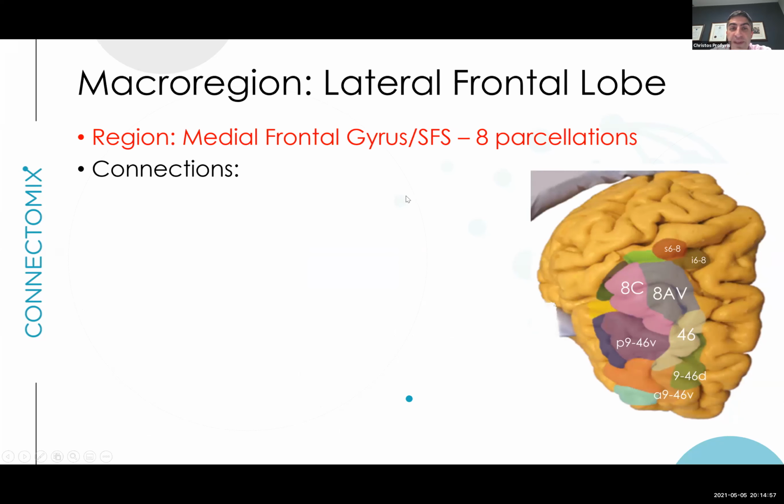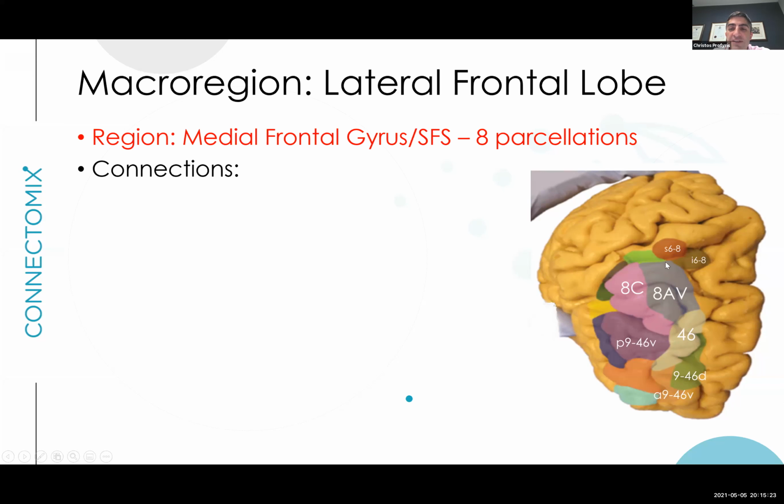The next region we're going to talk about is the middle frontal gyrus with the superior frontal sulcus, and that has 8 parcellations. We have 8AV and 8C. We have the 9-46 areas. We have 46 and s6-8 and i6-8. These ones are in the superior frontal sulcus.